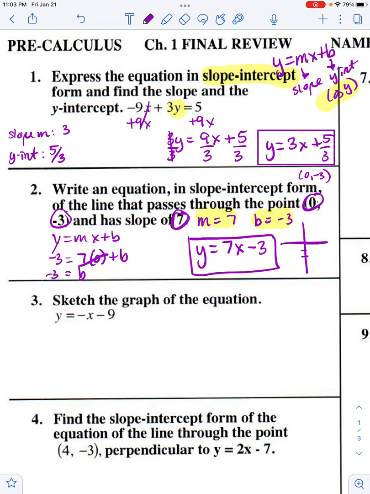Keeping in mind that if you were graphing that, you'd go down 1, 2, 3, because it's your y-intercept, and then the 7 means you'd go up 1, 2, 3, 4, 5, 6, 7 over 1 to draw your line. They didn't tell you to draw it. We're just reviewing.